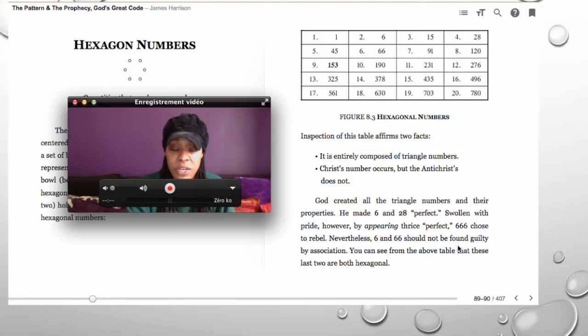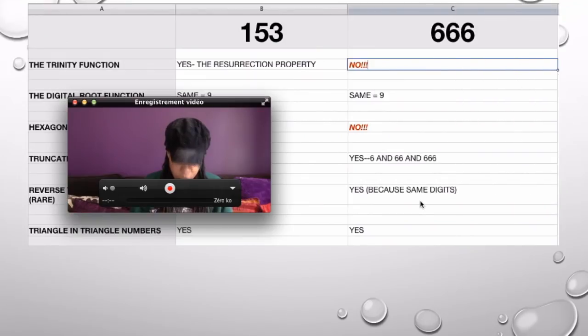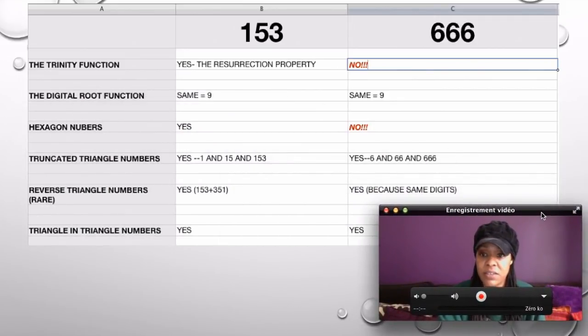So I guess the point they're making here is that 6 is a hexagonal number and 66 is a hexagonal number. So we shouldn't, by comparison, have the 6's be considered bad. They're not bad. 6 and 66 is not 666. There is a difference, okay? Just a side note. We don't want to punish 6 and 66 just because of its appearance.